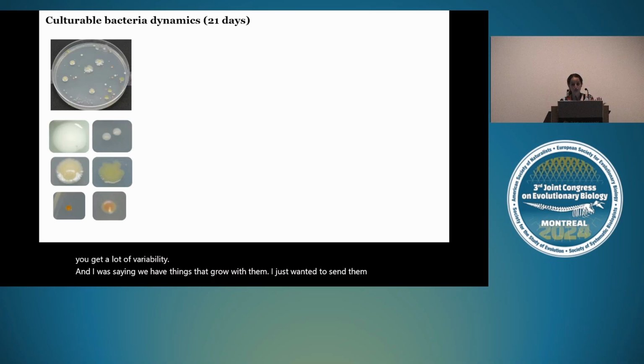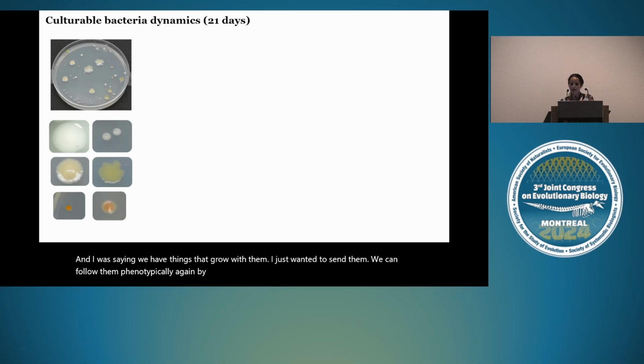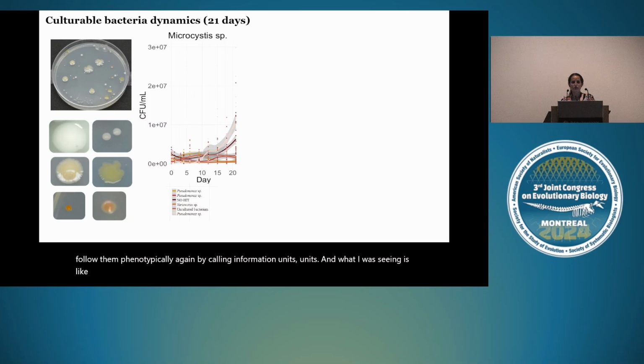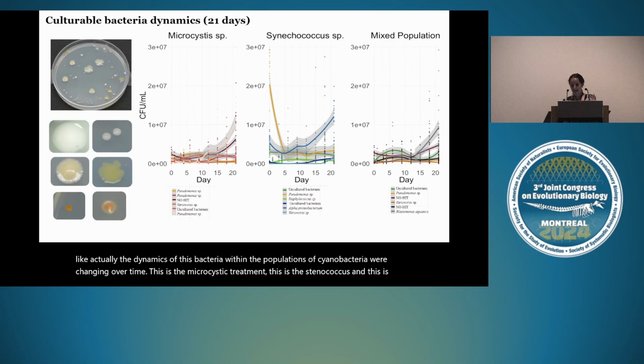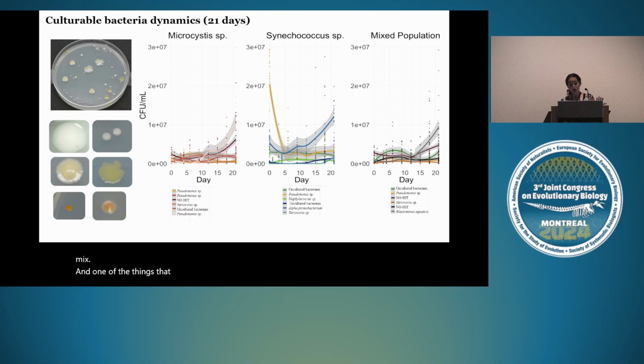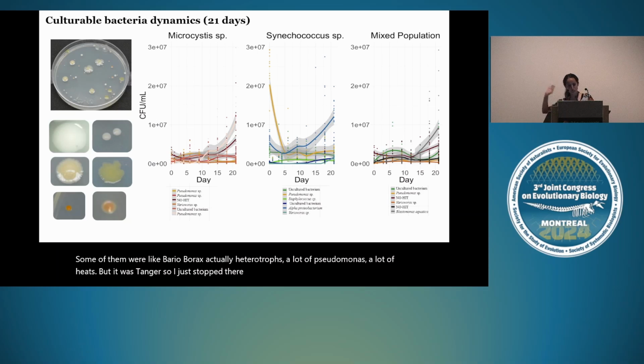We can follow them phenotypically again by colony forming units. And what I was seeing is that the dynamics of these bacteria within the populations of cyanobacteria were changing over time. This is the Microcystis treatment, this is the Synechococcus, and this is the mix. And I sent them all for Sanger sequencing. Most of them were uncultured bacteria. Some of them were like Variovorax, actually heterotrophs, a lot of Pseudomonas, a lot of non-hits, but it was Sanger, so I just stopped there and I'll talk more about sequencing later on.